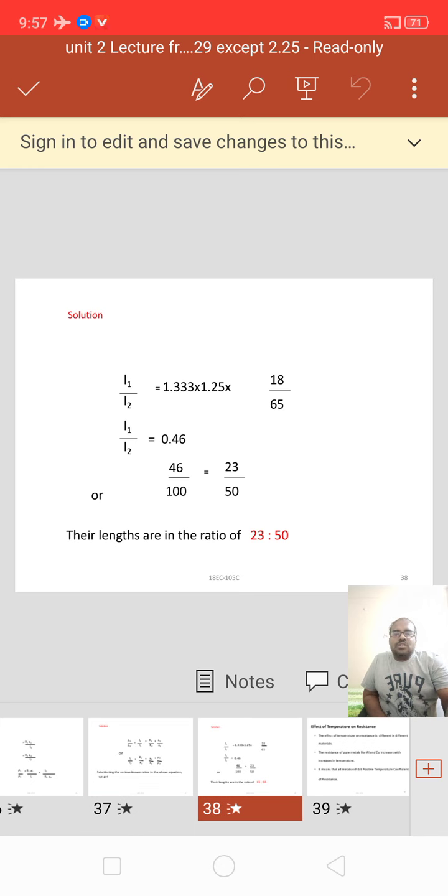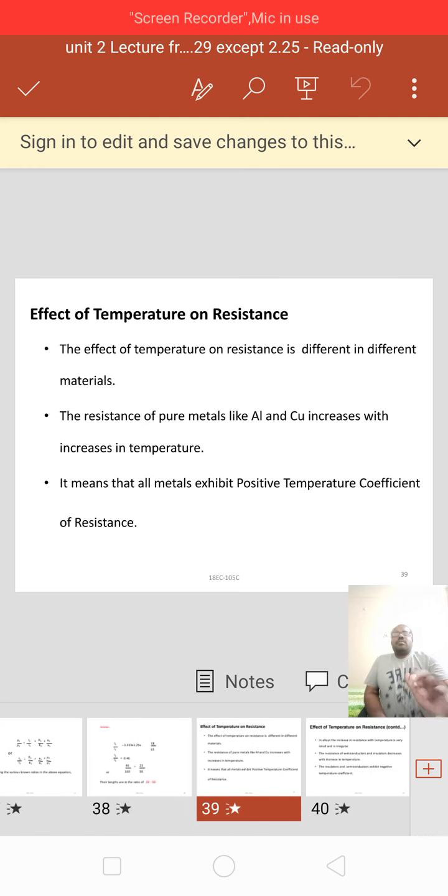Here I have given so many problems. By looking into them, if you have any doubt, you can ask me. Now the next topic is effect of temperature on resistance.